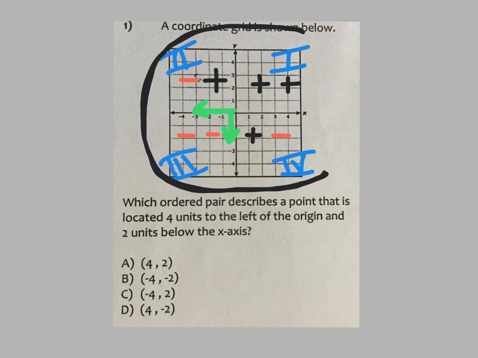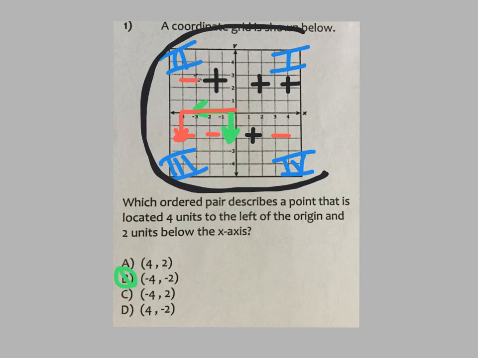So let's see what we got. Do we see any negative negatives? I do at B. Negative 4, negative 2. Starting at the origin, negative 4, negative 2. And look where we are. Left of the origin and below the x-axis. Our answer is definitely B.